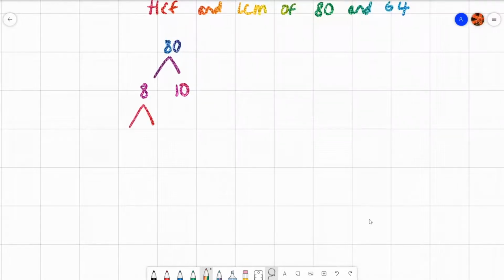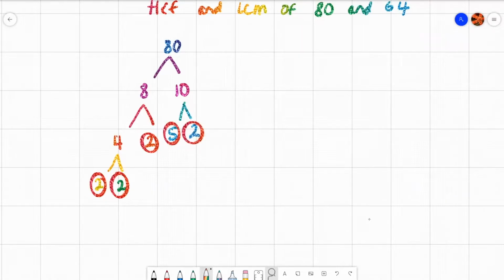Two numbers that times together to make 8 is 4 and 2. Well, 2 is prime, so I circle it, and I don't need to split that up. 4 is not, so I need to split the number 4 up into 2 and 2. 10 is 5 times 2, and they're both prime, so I circle them.